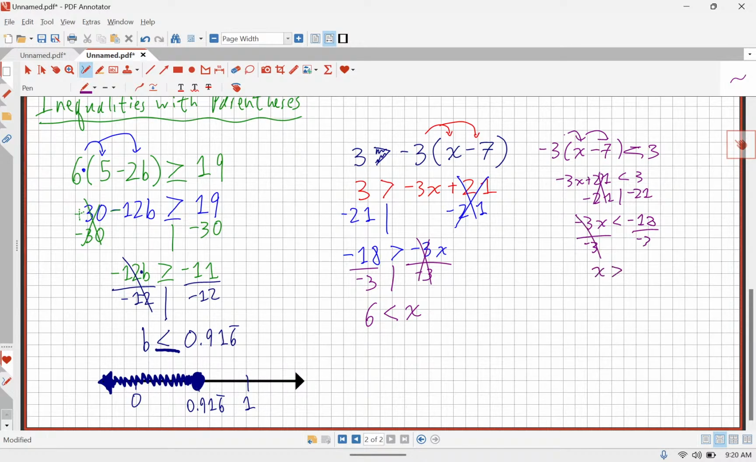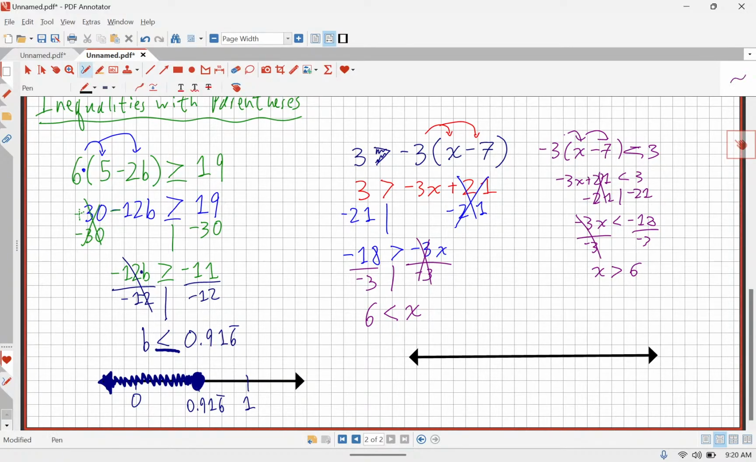And these answers are both perfectly acceptable. 6 is less than x, or x is greater than 6. That's the same thing, right? To say that 6 is less than a number is the same thing as saying that number is greater than 6. I think this one's probably easier to graph, because it's easier to answer what number is bigger than 6 than 6 is less than what number. But either one works.